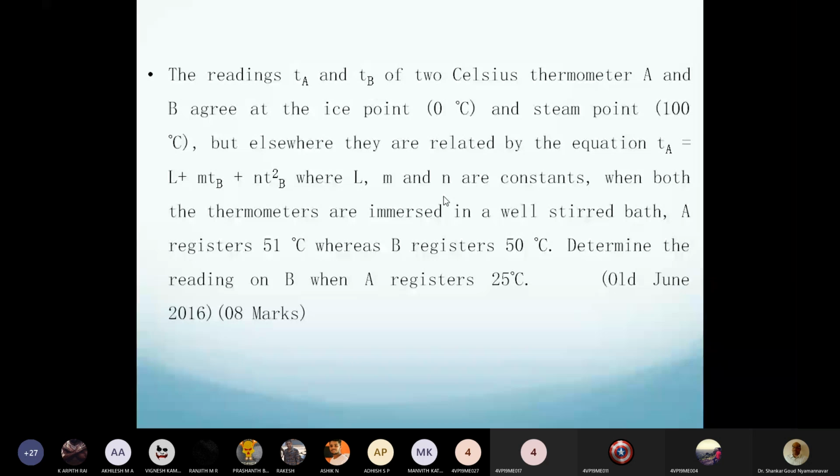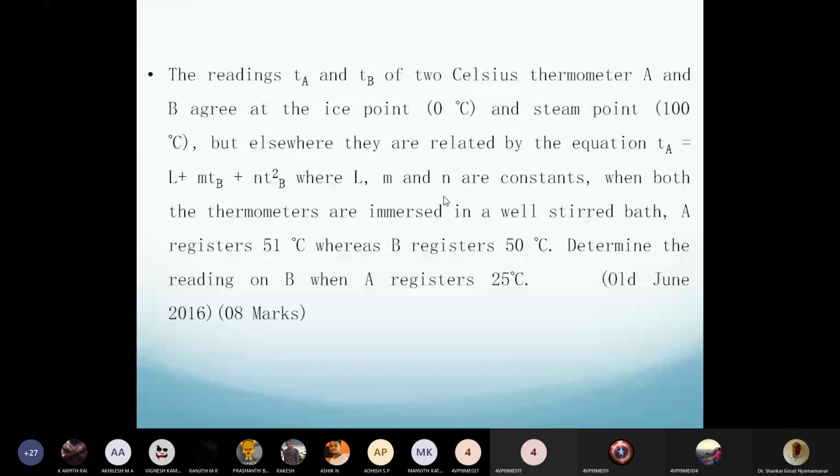There are three constants. What is the relation between TA and TB? TA is equal to L plus M TB plus N TB square. So there are three constants L, M, N. When there are three constants, you need three equations, which you have to solve simultaneously. One condition is at 0 degrees Celsius, TA is 0, TB is 0. Both will read 0 degrees Celsius. At the steam point, TA will read 100 degrees and TB will also read 100 degrees. So two points are given.